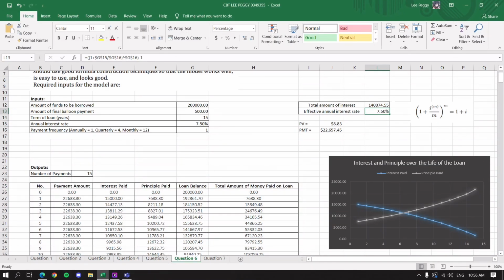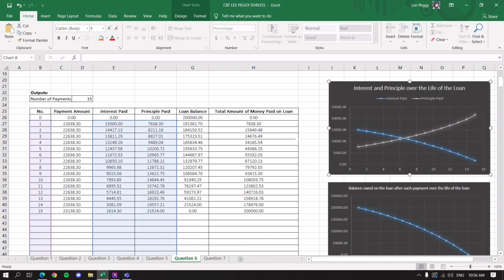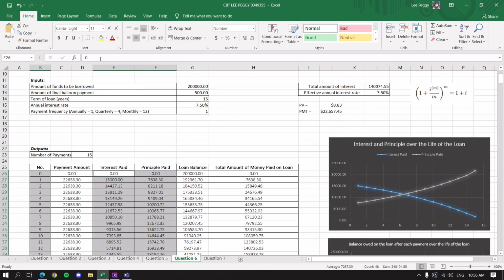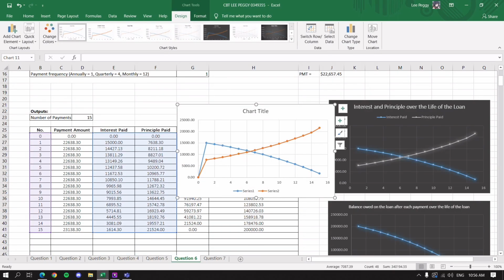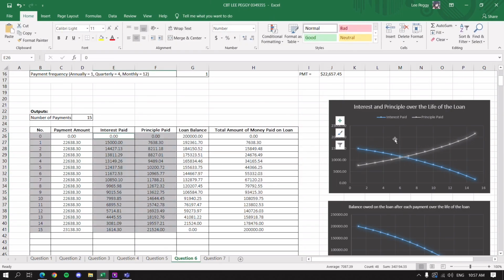Okay, so to create this graph, we need to highlight this and then highlight interest paid and principal paid while holding control. So after doing this, we can insert a chart. So you can see I get this graph. The orange line indicates the principal paid that increases over time, and the blue is the interest paid which decreases over time. So we can get this graph.